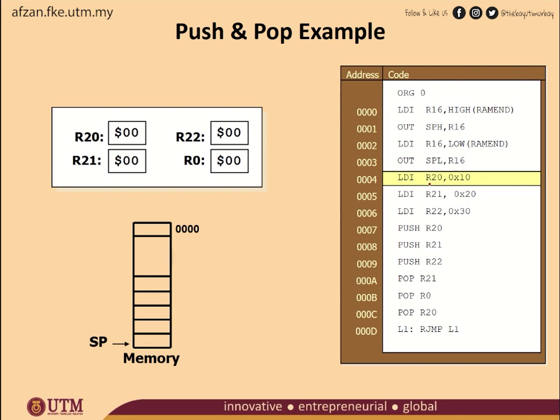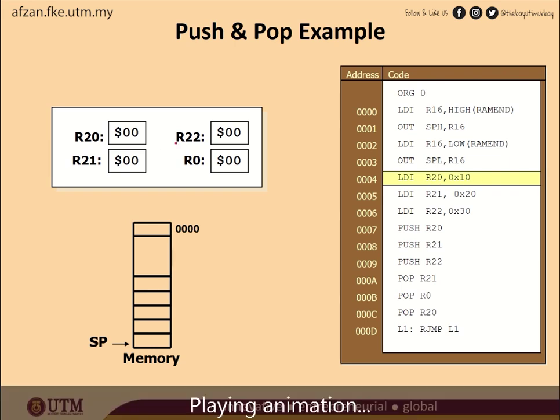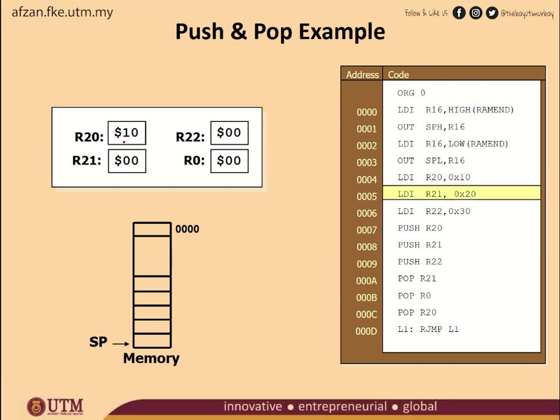Okay, and then load I R20 0x10. So you load 10 to your R20. So R20 got 10. Load I R21 0x20. So R21 got 20. And load I R22 0x30. So this 30 here goes to your R22.